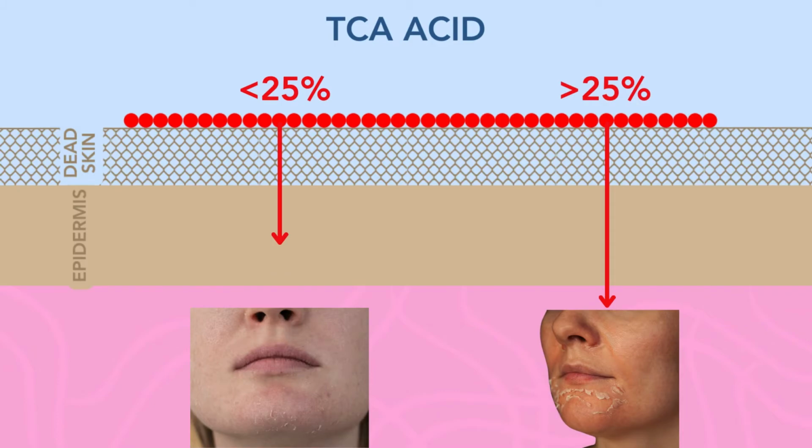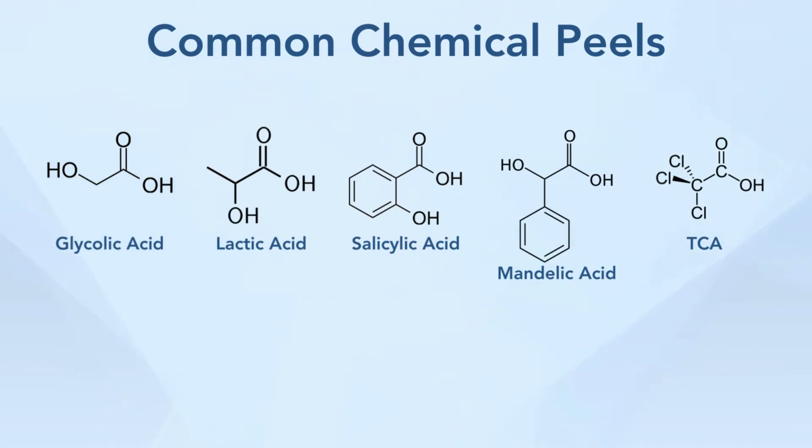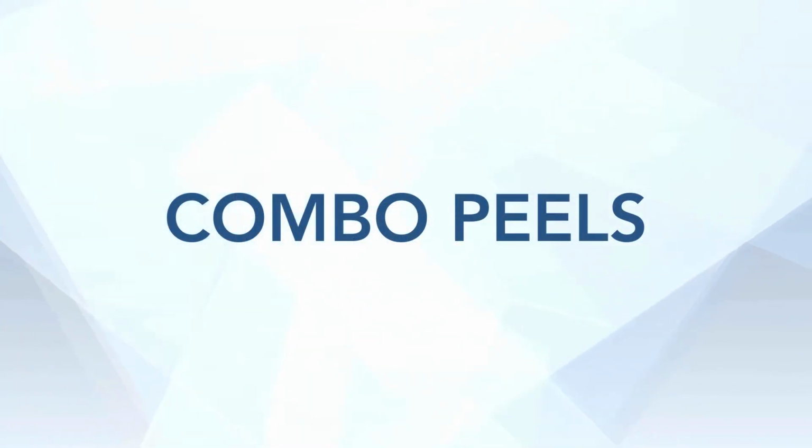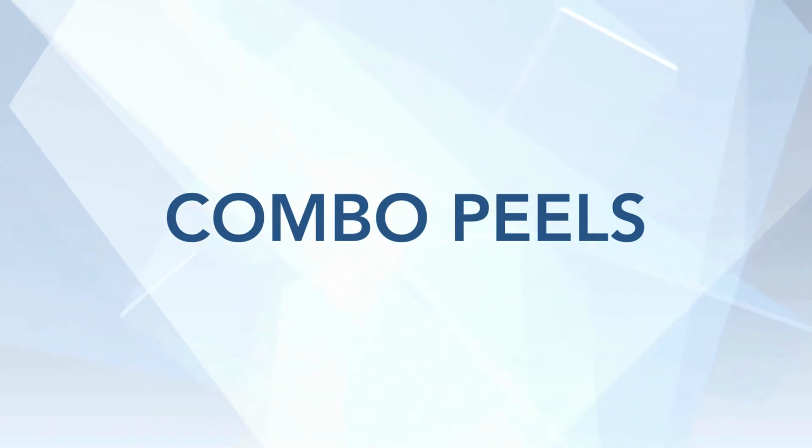So what we just went over, those are the most basic of peels. They consist of one type of acid, except for the Jessner peel, usually with no additional ingredients, and they're just kind of the most basic peel you can get. There are also combination peels that incorporate multiple acids and they add different ingredients as well.